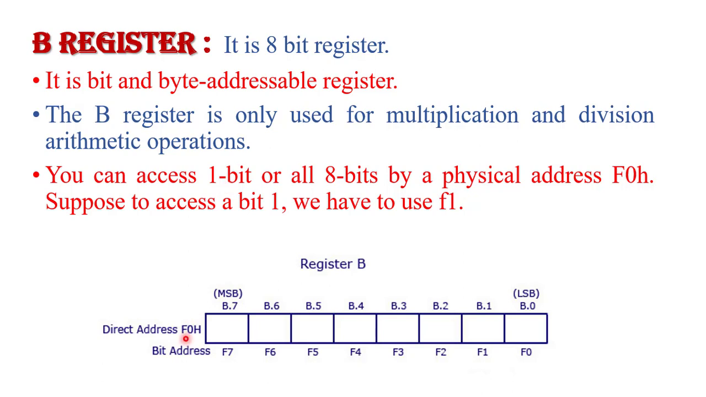The physical address of this register is F0H, and these are the bit addresses of the B register. If we want to access bit number 1, we use bit address F1. If we want to access bit number 3, we use bit address F3.